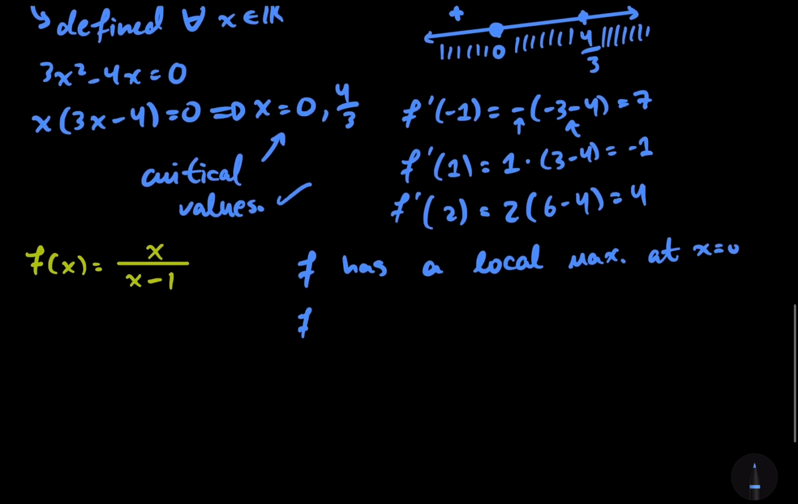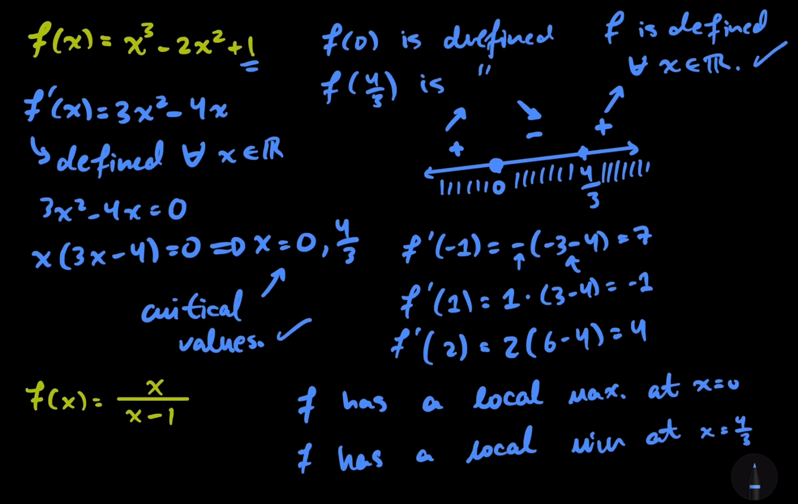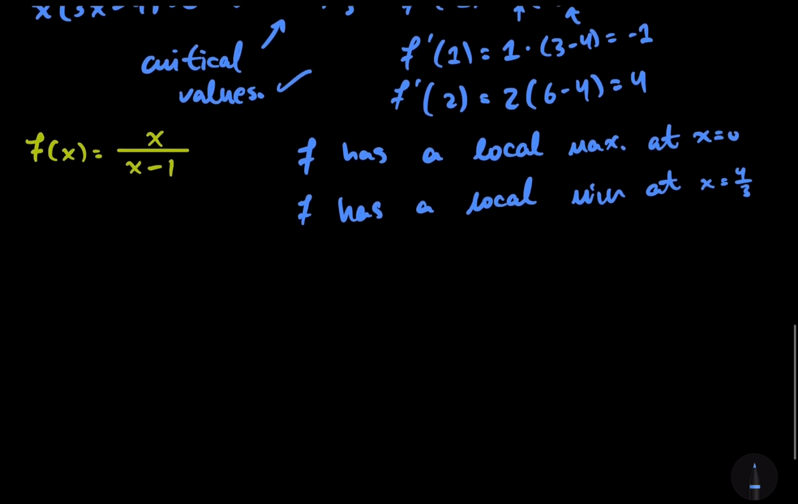And f has a local minimum at x equals 4/3. Why is that? Well, we go from decreasing to increasing, or f prime goes from negative to positive. And so that's how we would actually find these relative extrema. Let's go ahead and do one more example over here.